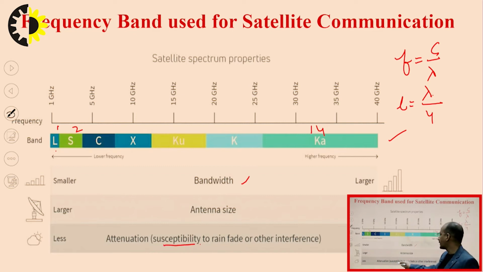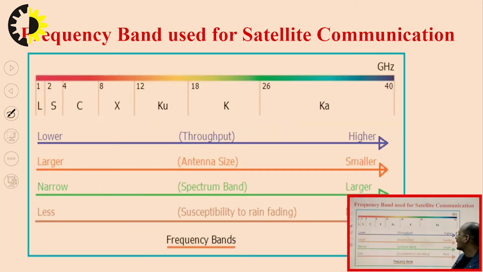Then about the attenuation. Attenuation is basically related to the susceptibility to rain fade or other interferences. Some other points are susceptibility and throughput. Now the question arises, what is throughput? When a communication system is sending or receiving data, how much it is actually sending or receiving is defined by the throughput.